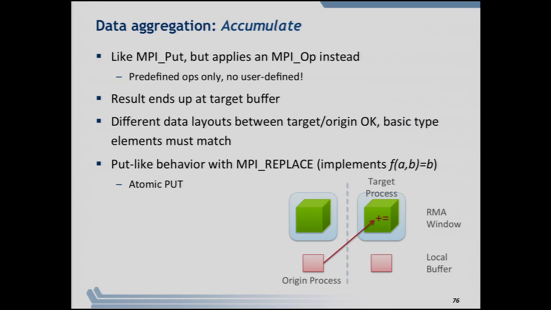And then accumulate, it's like put, but there's an MPI op. So instead of just dropping the data into the target process's window, it updates the data there according to the MPI op. And the MPI ops have to be predefined ops, like MPI sum. Why do they have to be predefined? Well, it comes to the question that was just asked. If I have a user-defined operation, how would I do that?